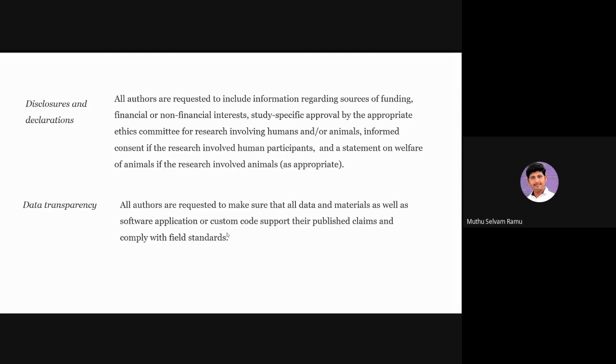So we are coming to the end. So, disclosures and declarations and data transparency. Whoever serves as the author should declare that they have read the whole manuscript. They don't have a conflict of interest in the research, in the drafting, in the pictures.